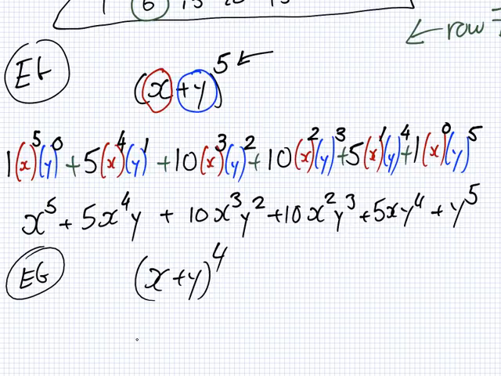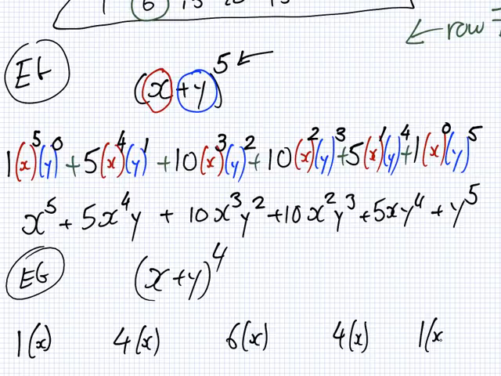So, what are the numbers on row 4? 1, 4, 6, 4, and a 1. So we start off with x, x, x, x, and x, and then we have y, y there, there, there, and finally at the end.